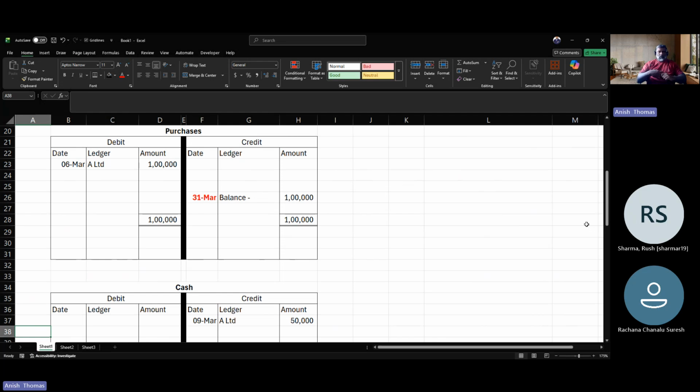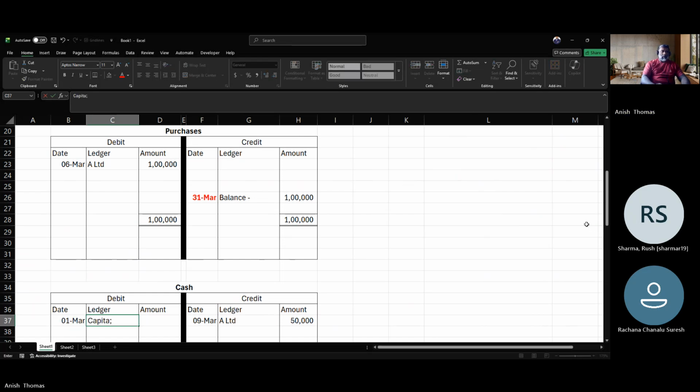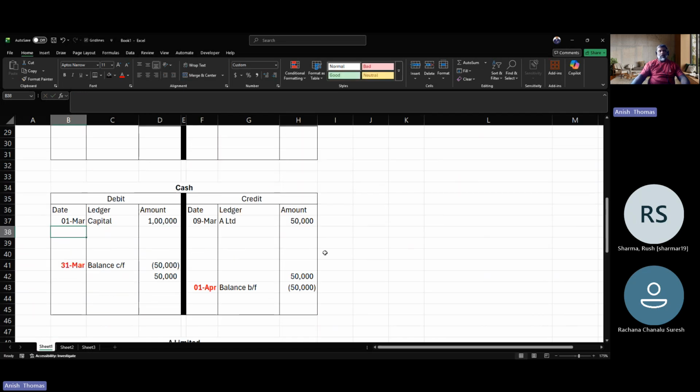So in this scenario, I'm going to bring one entry just to balance this situation off. On the 1st of March, I'm going to bring some capital over here. Just for the business capital, I'm going to bring it as 100,000 over here so that this account is having a balance over here.